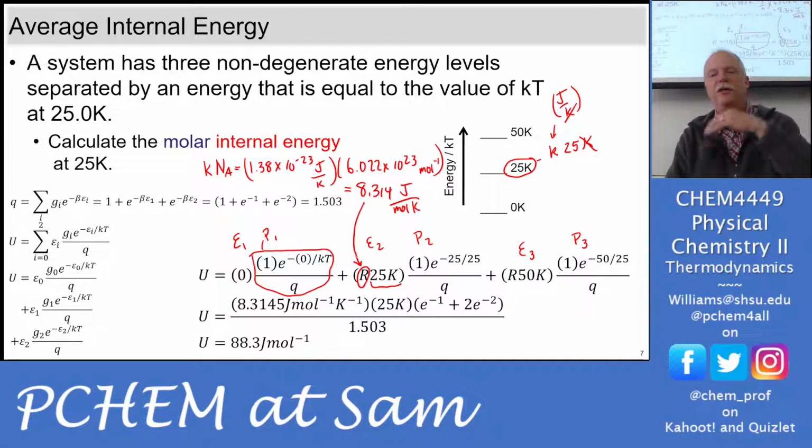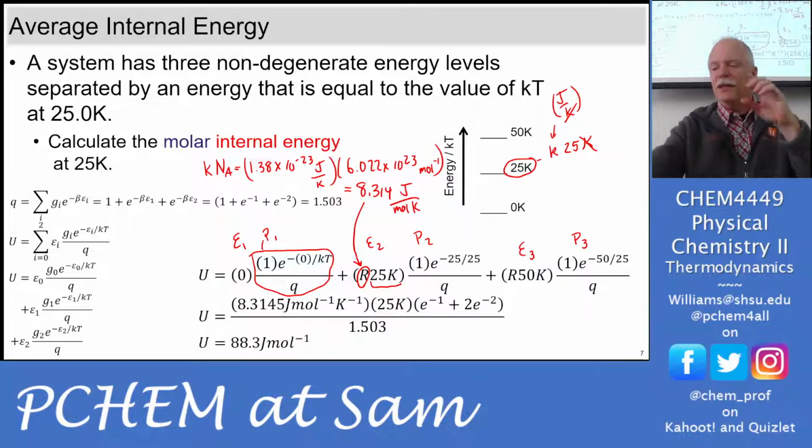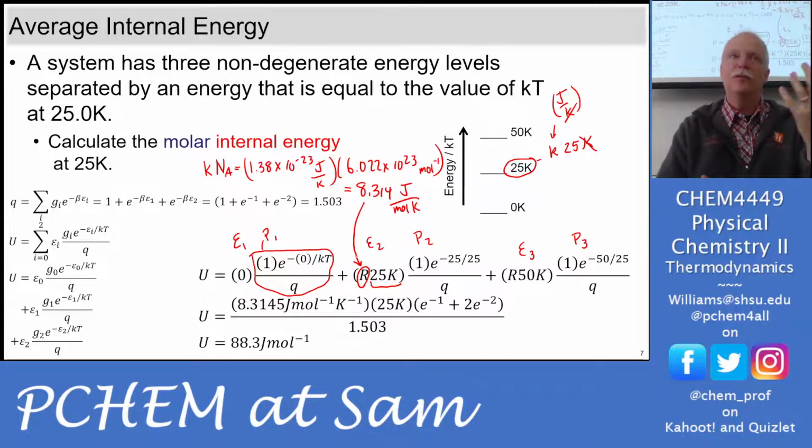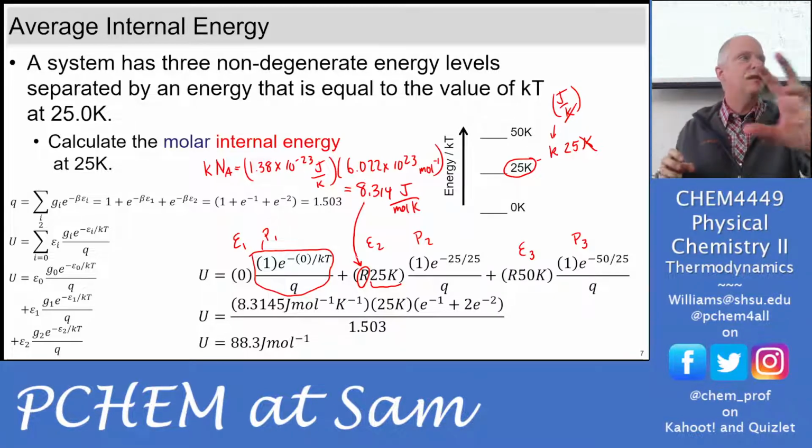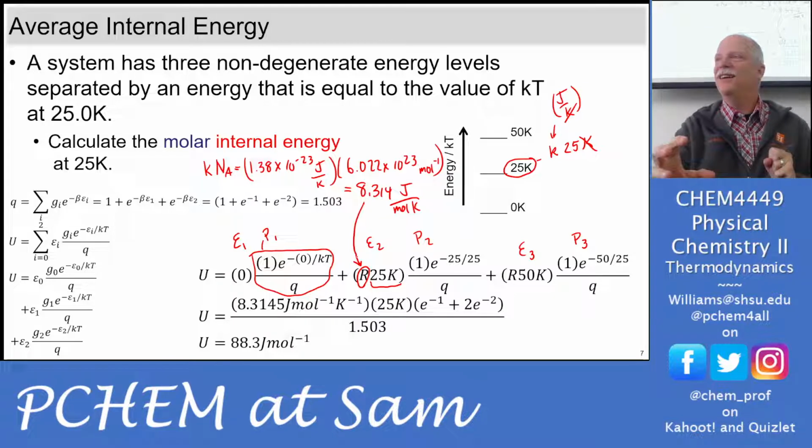So we have an energy level at 25 Kelvin. What is that in joules per mole? Multiply by R, and you get it in joules per mole. And a level at 50 Kelvin, what is that in joules per mole? Multiply by R, and you get it in joules per mole. So you should get more and more comfortable as we go through the course just picking the constant that gives you the units you want.